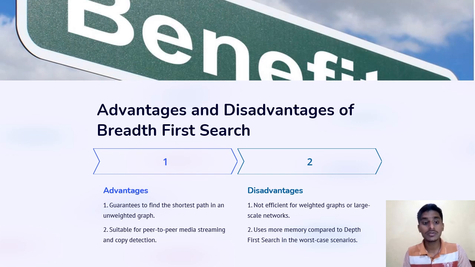And the advantages and disadvantages of BFS are: it guarantees to find the shortest path in an unweighted graph, and it is also suitable for P2P media streaming and copy detection. The disadvantages are that it is not efficient for weighted graphs or large scale networks. And the second one is that it uses more memory space compared to depth first search in worst case scenarios.